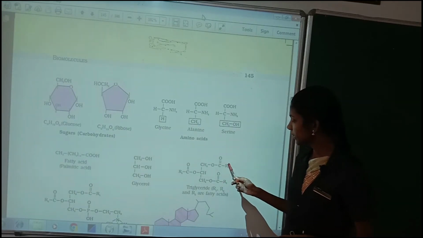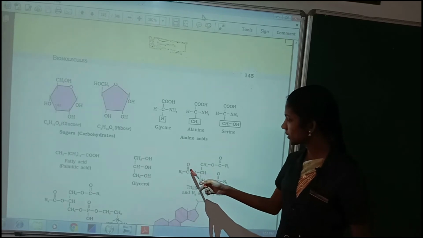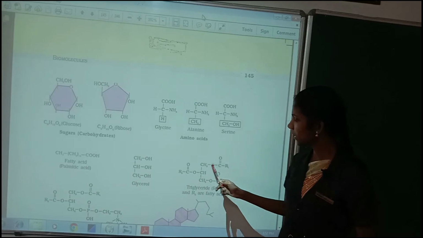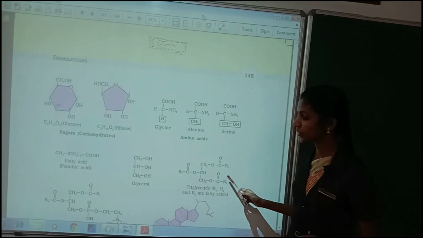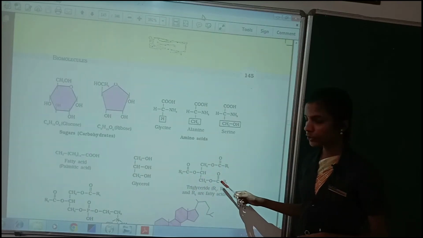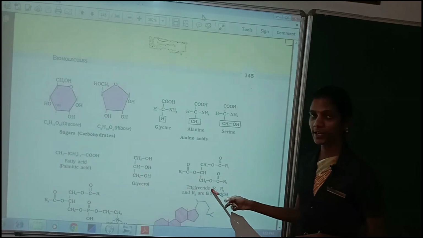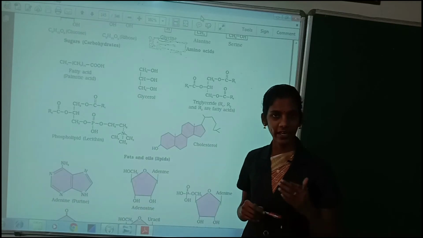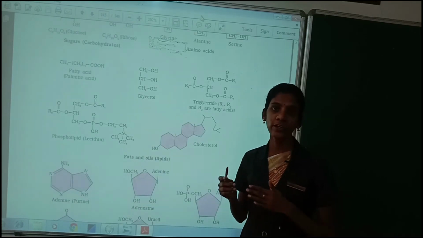Okay, so here you can see the R group, isn't it, found associated with the COOH group. You can see R group also. R group ഇവിടെ നമുക്ക് കാണാനായിട്ട് പറ്റും. So this structure is known as what? Fat. Okay, അല്ലെങ്കിൽ we can call this structure as triglyceride എന്ന് പറയാം. ഫാറ്റിന്റെ മറ്റൊരു പേരാണ് triglyceride.